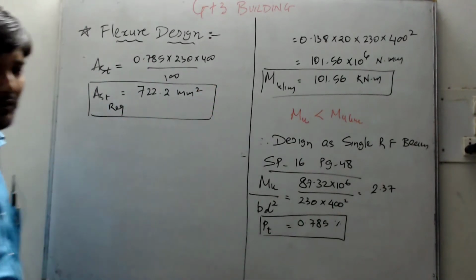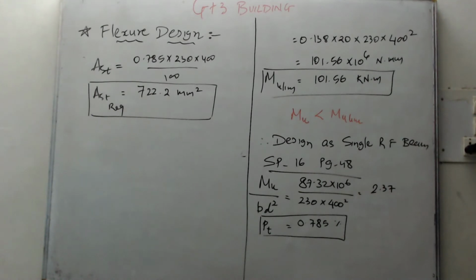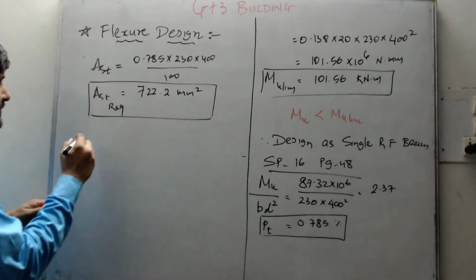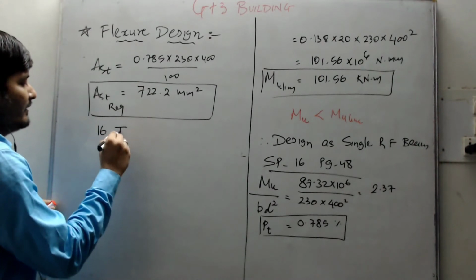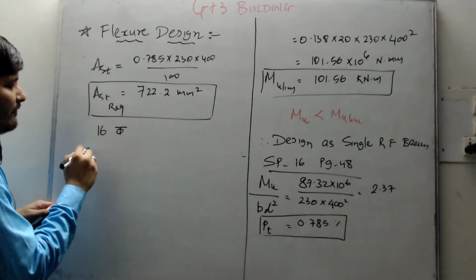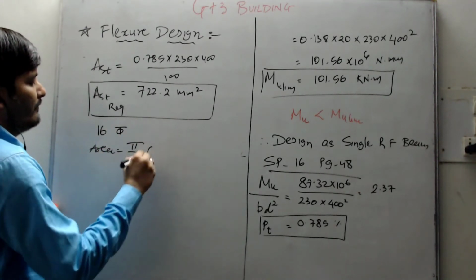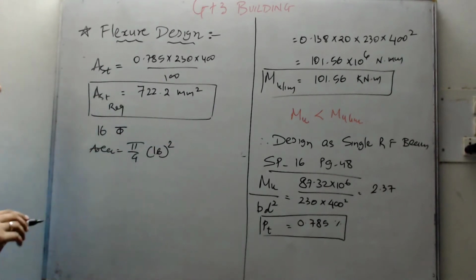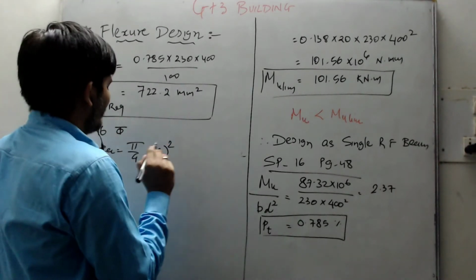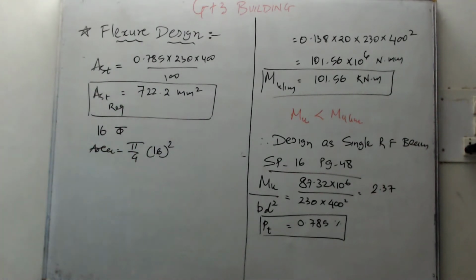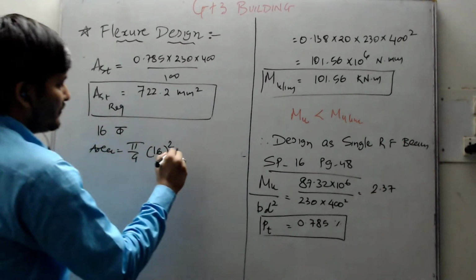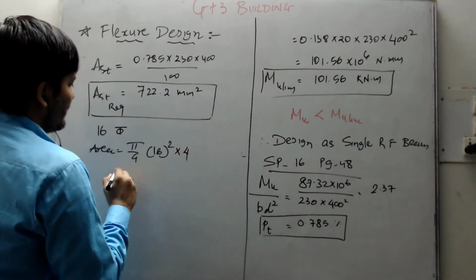So now based on this AST required, we are supposed to find out the number of bars, right? So let us assume 16 mm diameter bar. Let us provide 16 mm diameter bar. So area of one bar will be pi by 4 into 16 square. So how many number of bars will be required to incorporate 722.2? So for my calculation, I will require 4 number of bars.